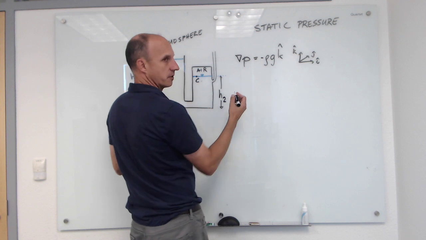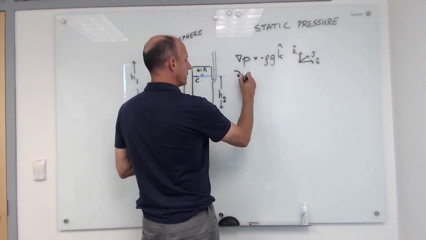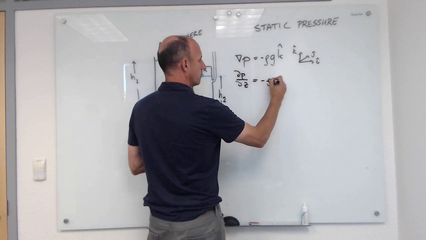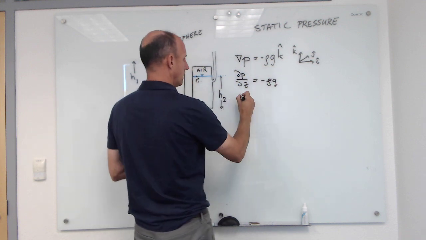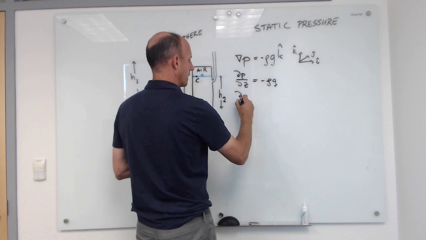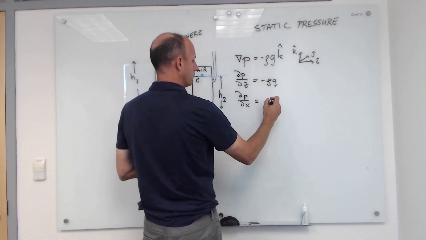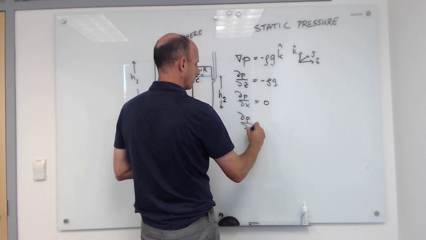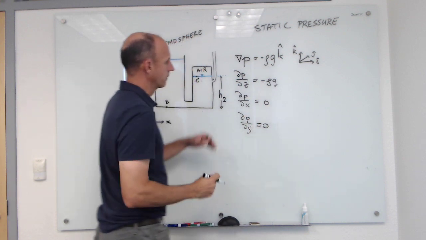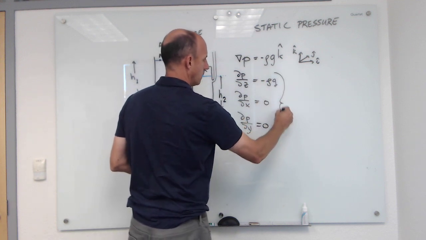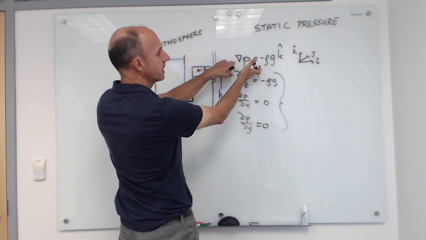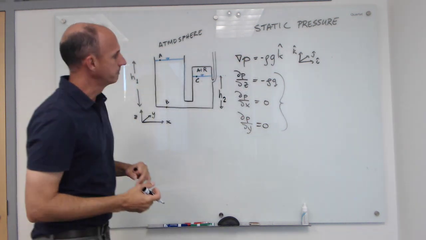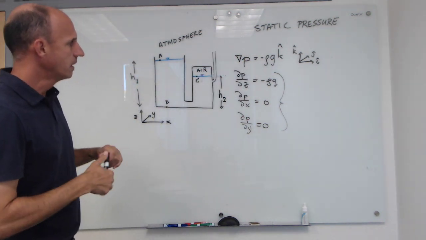Okay, so it's helpful to write this out in terms of scalar equations. Instead of writing it as a gradient, we could write it as three different equations. The change in pressure with respect to z is equal to minus rho times g. The change in pressure with respect to x is equal to 0, and the change in pressure with respect to y is equal to 0. Those three equations are saying the exact same thing as this equation. This is a scalar representation, this is a vector representation.